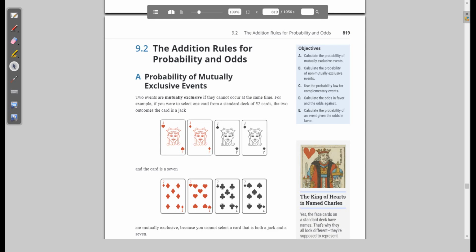All right, today we have a long section, I think. At least it seemed pretty long. Was in Chapter 9, Section 2, the addition rules for probability and odds.